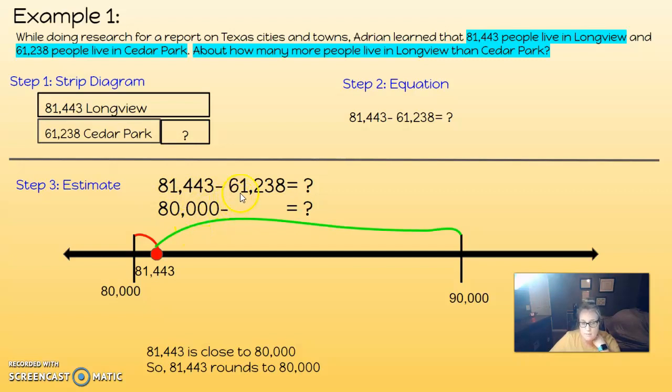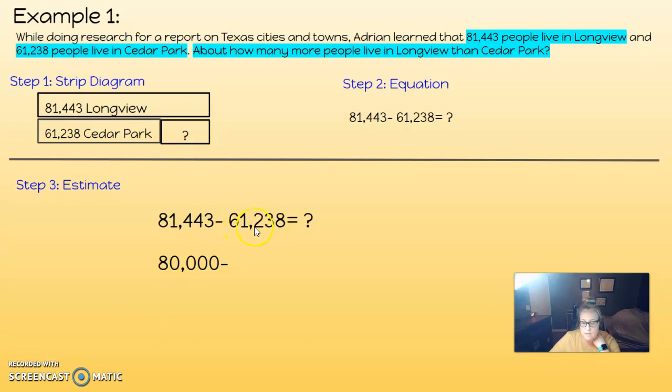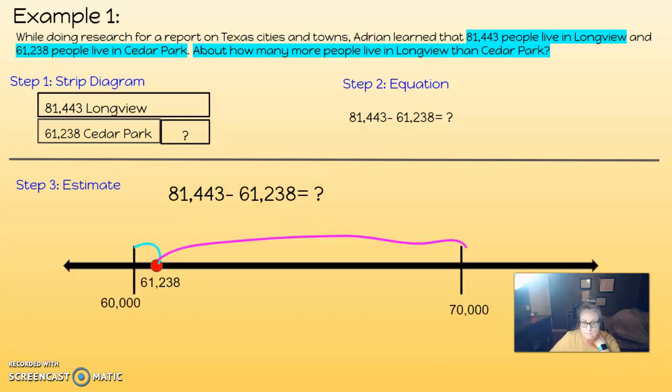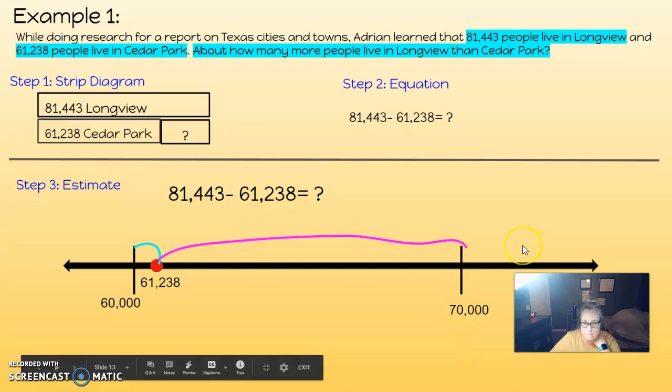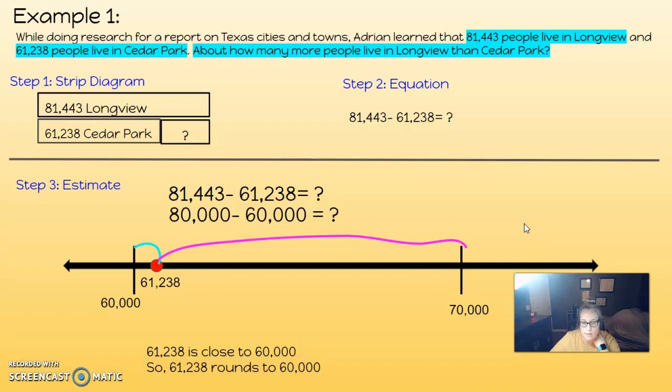Now we're going to do the same exact thing for 61,238. So the first thing I'm going to do is draw my number line and I'm going to plot where it's going to go. After I do that, I'm going to draw my lines. And then I'm going to decide, is 61,238 closer to 60,000 or is it closer to 70,000? If you said it was closer to 60,000, you are correct. So that means that 61,238 rounds to 60,000. And again, you can see that I filled in my equation.